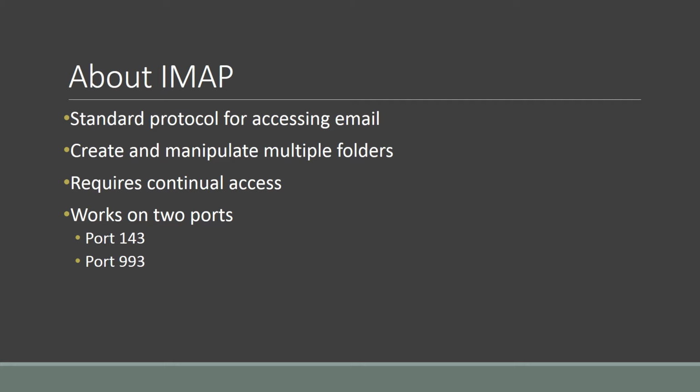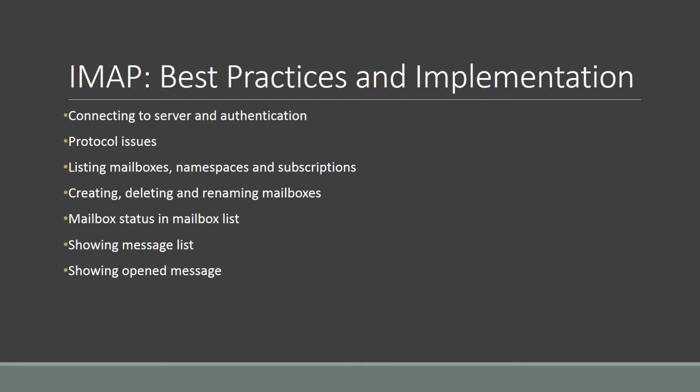And IMAP uses two ports. Port 143 is the default for IMAP non-encrypted, and port 993 is the port you need to use if you want to connect using IMAP securely. Best practices and implementation for IMAP.